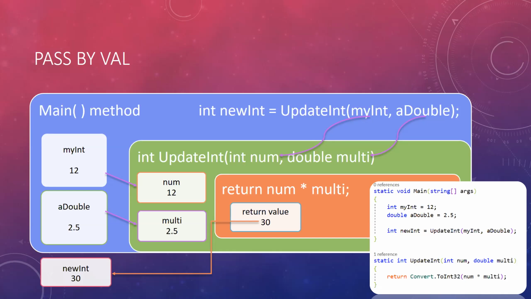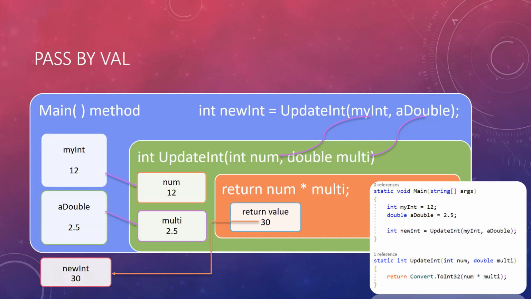Right down here is the actual updateInt method. Here's its header. It returns an integer. It's updateInt. It requires an integer and a double. So these values, these arguments will be passed in to fill in these parameters as we run. So out here, myInt has a value of 12. myDouble has a value of 2.5. Those values will be passed in to the updateInt method. The updateInt method will do some stuff and return a value of 30.